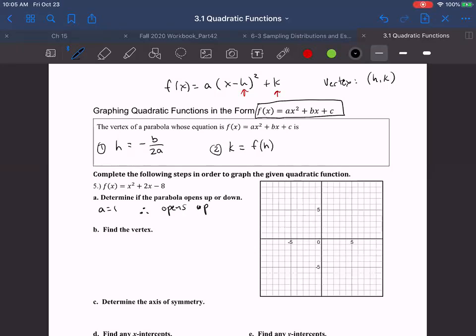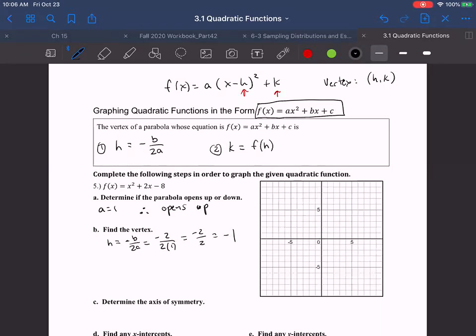If we then wanted to find the vertex, we would start with h equals negative b over 2a. So we look up here at our equation. b is the coefficient right in front of the x, so in this case, b is 2. So we put negative 2, and then we divide it by 2 times a. And we already said a was 1. This ends up with negative 2 over 2, which is just negative 1.